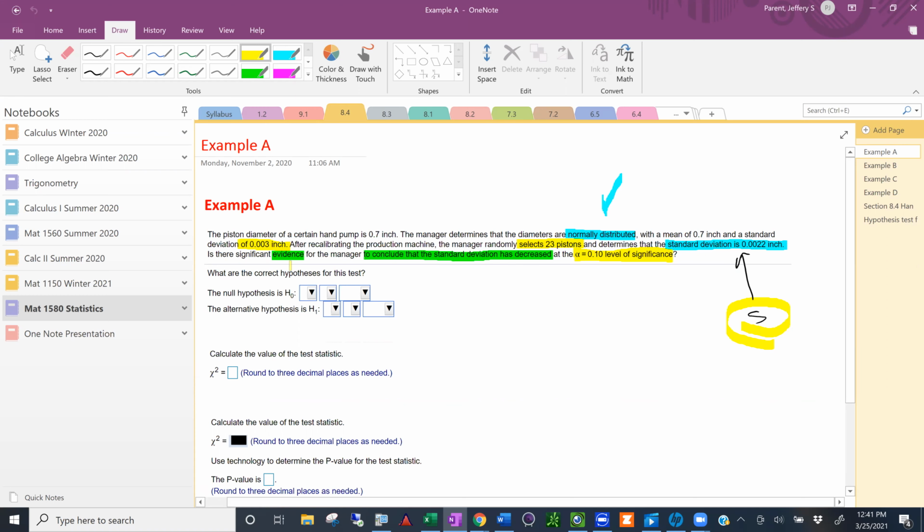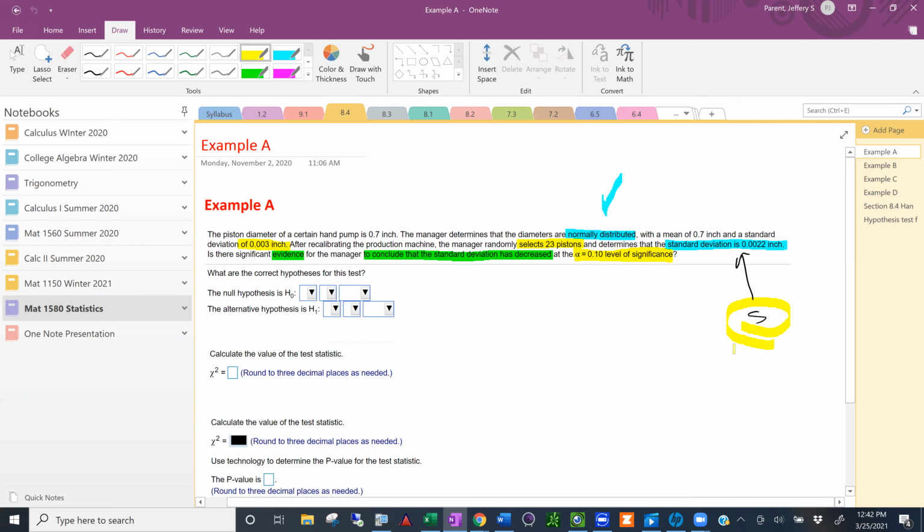For this first one, the piston diameter of a certain hand pump is 0.7 inches. The manager determines that the diameters are normally distributed with a mean of 0.7 inch and a standard deviation of 0.003 inches. After recalibrating the production machine, the manager randomly selects 23 pistons and determines that the standard deviation is 0.0022 inches. Is there evidence for the manager to conclude that the standard deviation has decreased at the alpha 0.10 significance level? Wow, there's a lot going on here.